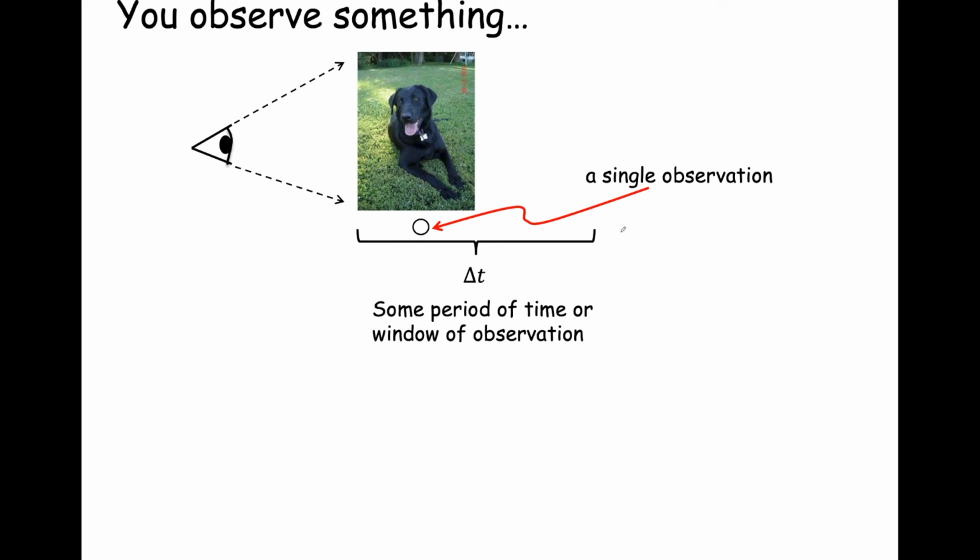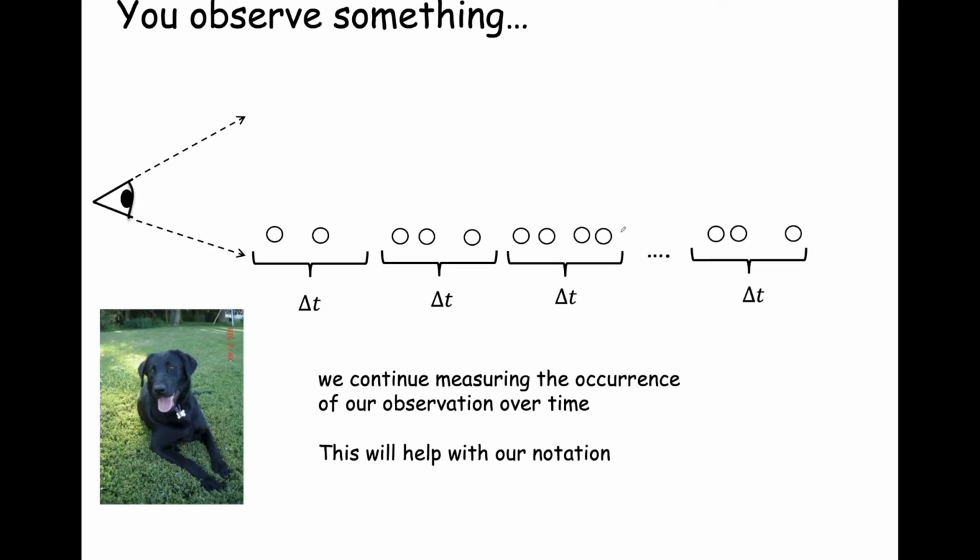delta t must be the same each time. And so we continue over several windows of observation delta t occurring in time, the number of observations for some event. And so here we have delta t, and again, delta t must be the same each time.